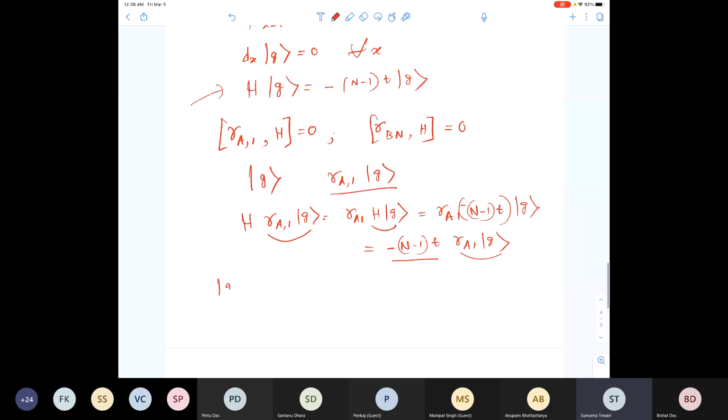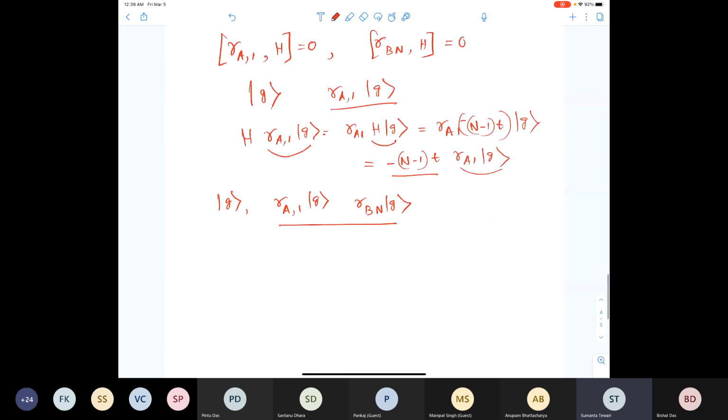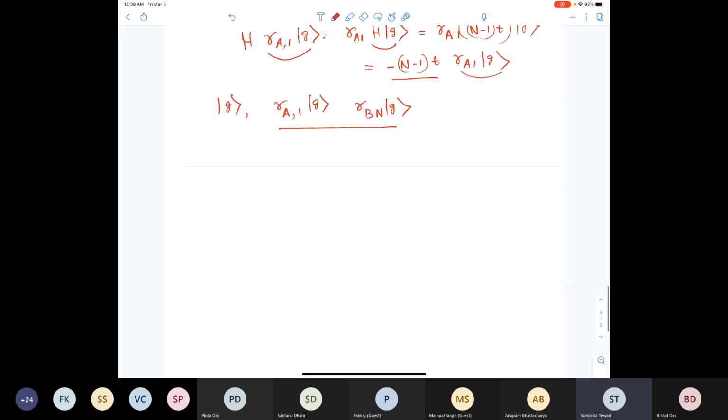So therefore, you have three states now that appear to be degenerate: G, gamma_a1 G, and gamma_bn G. But it turns out these two states are not independent. I'm not going to show that. It's just to preview a little bit of math there. These two states are not independent, so you can actually construct another state from here. They are not independent states.